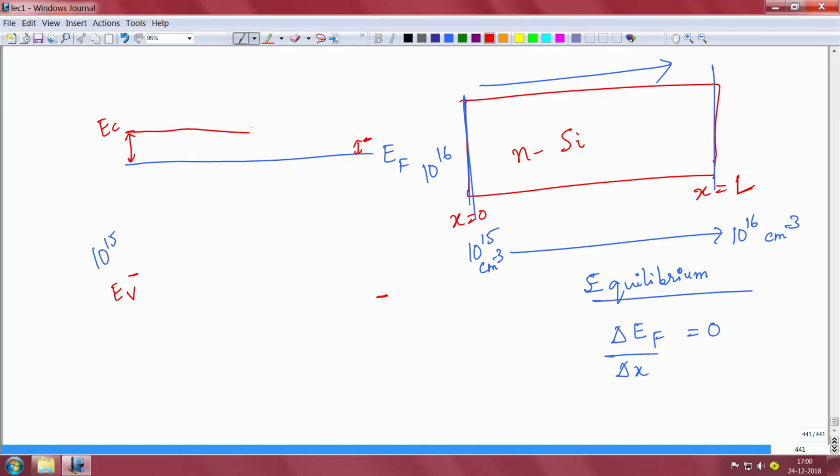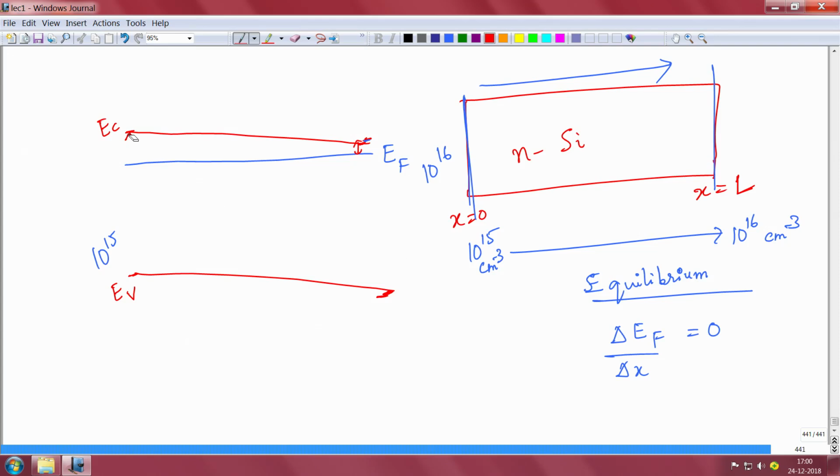So the conduction band has to bend essentially. The conduction band has to bend like this, and the valence band also has to bend. The band gap, of course, is the same everywhere. So this is how the band diagram will look. There will be an inbuilt field inside it.